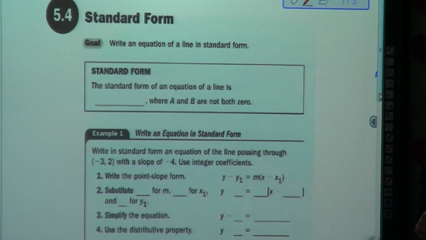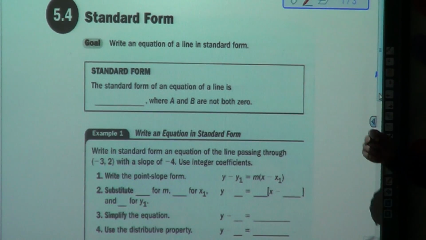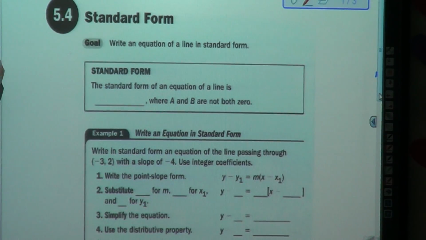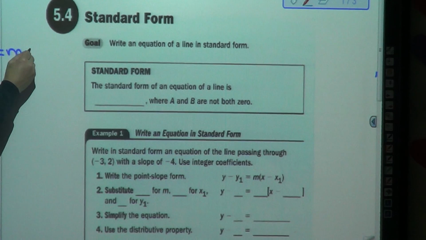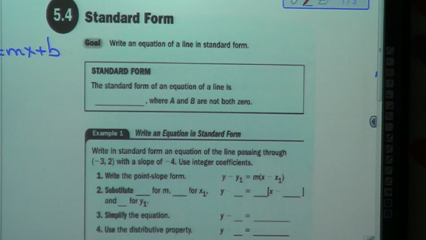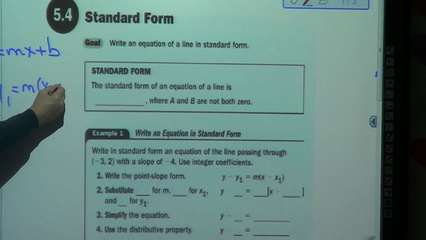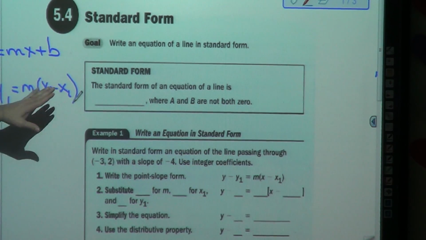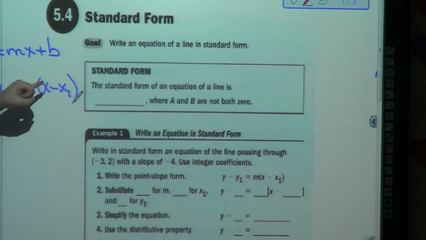Okay, 5.4 is over standard form. It's a different form of writing equations. We've already talked about two forms: slope-intercept, which is y equals mx plus b, and point-slope form, y minus y sub 1 equals m times x minus x sub 1. We can get from here to there by eliminating the parentheses and then isolating the y, getting y by itself. Okay, the last form we're going to learn in this chapter is standard form.